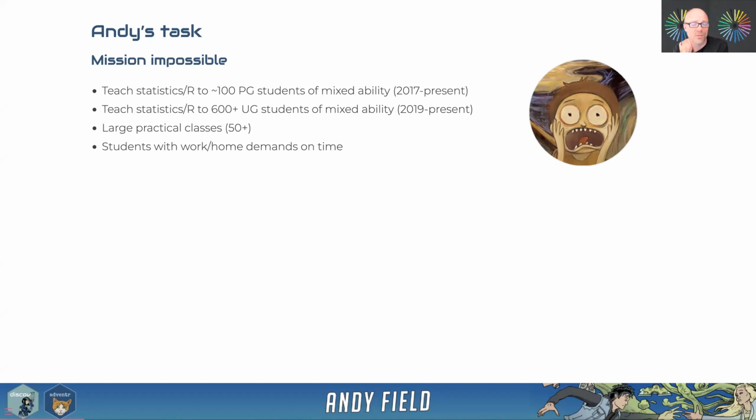And in 2019, we took our whole undergrad curriculum over to R as well. And we have 600 plus undergraduate students per year. So that's a pretty massive cohort. We have large practical classes, so we have to teach in big groups. Even our small groups are big, so 50 plus. And in the last couple of years, we've done combinations of hybrid and in-person.